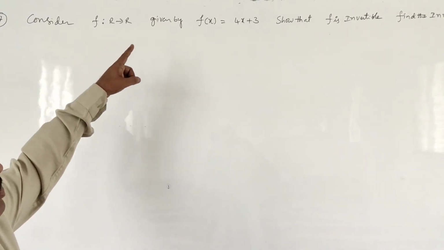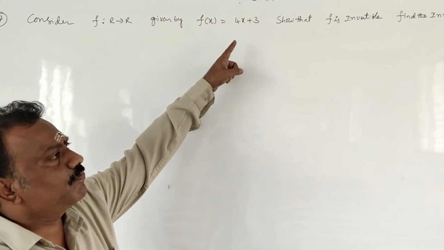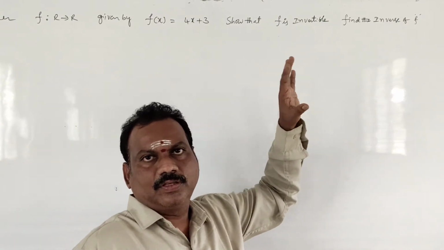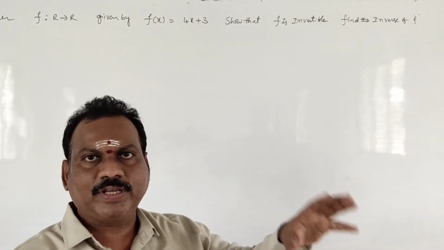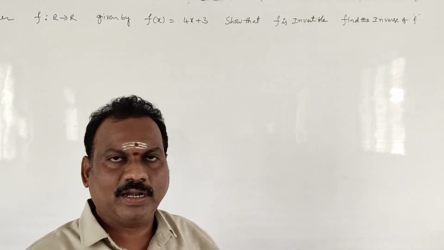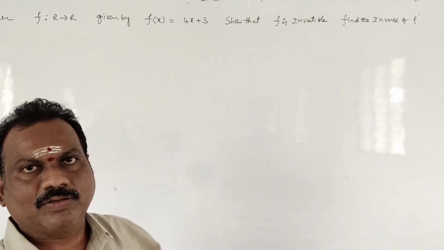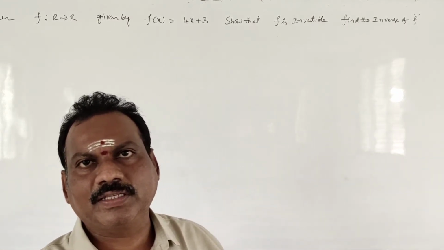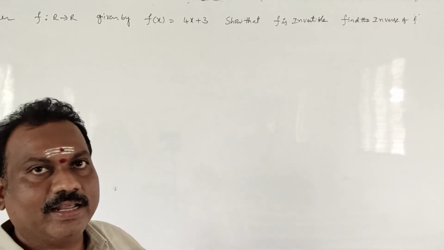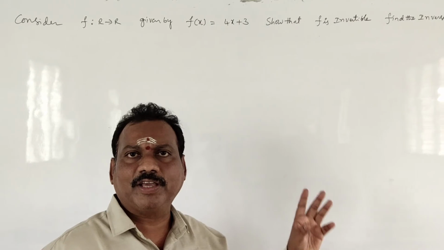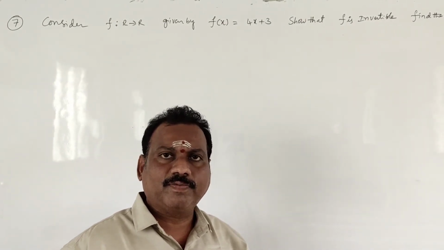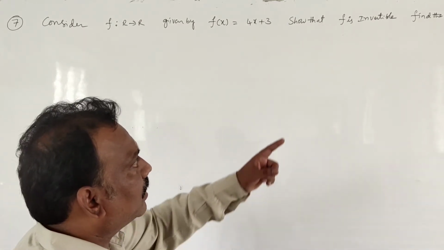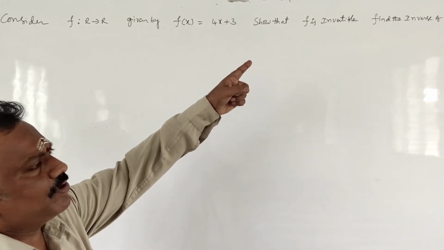Consider f is a mapping from R to R given by f of x is equal to 4x plus 3. Show that f is invertible, and find the inverse of f. So these models I already explained with two examples. Invertible function, definitely you will get one 5 marks question. So we have 5 to 6 problems in this exercise and examples. Already I did 2 examples previously. Now this is an exercise problem. In the exercise we have 3 more problems. So 3 plus 2, 5, if you are thorough with that, you will get one problem for 5 marks, students, in PUC. Right.